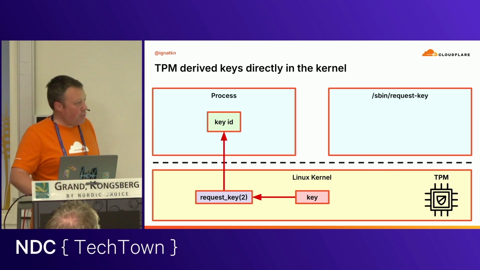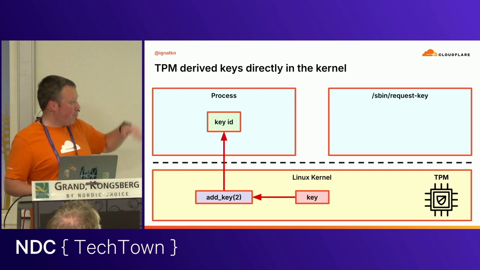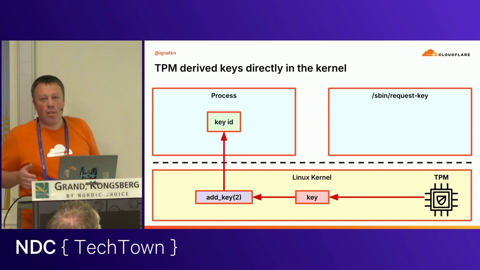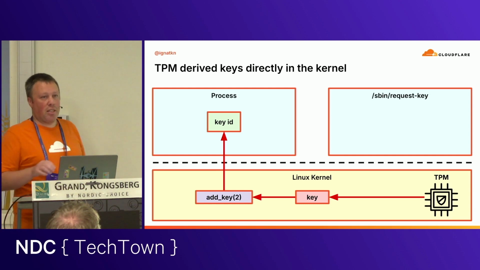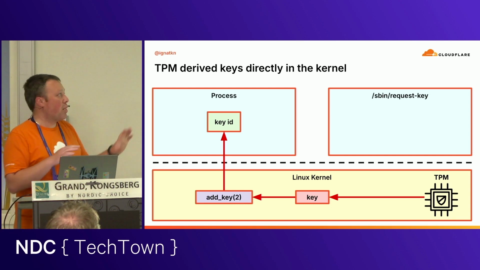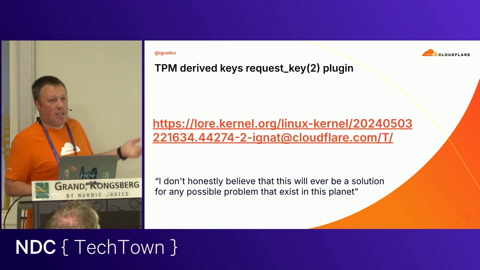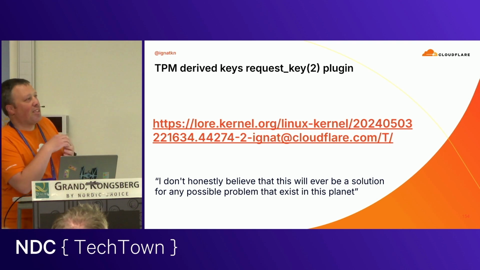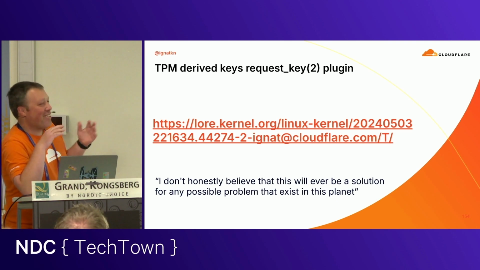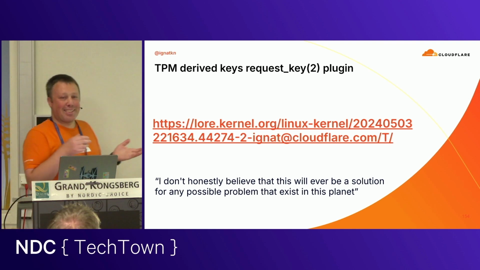So instead, why can't we just implement the same thing inside the kernel, right? Instead of going through a user mode helper, we can directly ask the TPM to generate this key or derive that key in a deterministic fashion, and the plain text will always be only in kernel space and never accessible to user space. Some time ago I sent a V1 patch set implementing this. I really tried hard to explain this use case, but one of the responses was, I don't honestly believe that this will ever be a solution for any possible problem that exists on the planet.